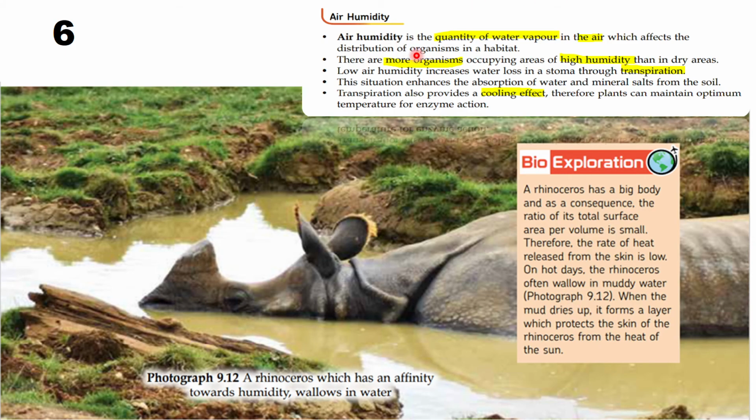So the last one is air humidity. Okay, air humidity ataupun kelembapan udara merujuk kepada the quantity of water vapor, wap air. Quantity wap air dalam udara, which is going to affect the distribution of organisms in a habitat. Selalunya more organisms occupying high humidity lah, areas of high humidity berbanding dengan dry areas. Okay, terlampau panas itu dia sebenarnya kurang organisma berbanding dengan areas of high humidity. Okay, if it is low air humidity, that means panas lah kan?